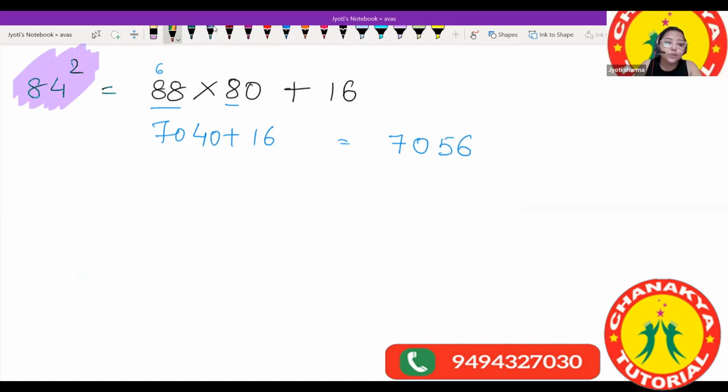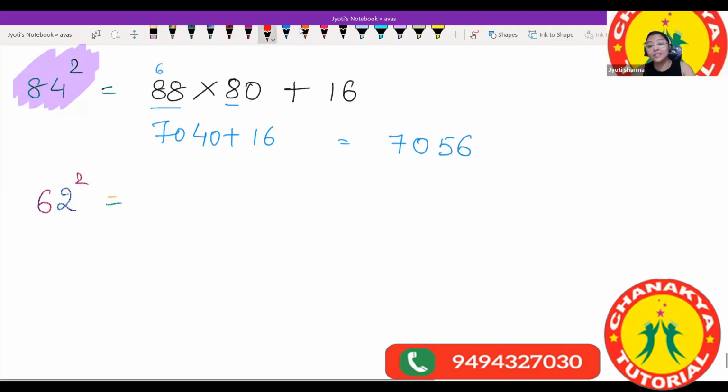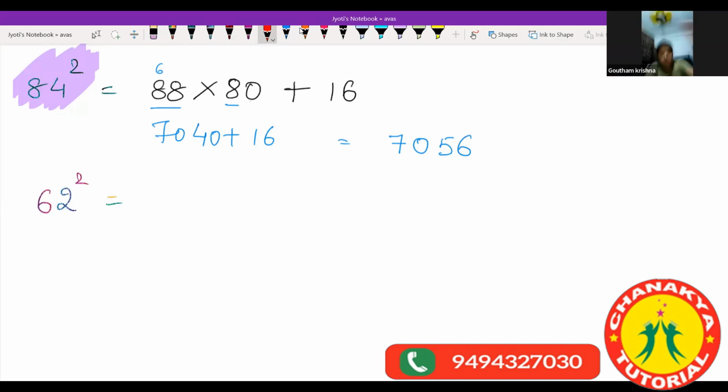Do 86. Ma'am, what happens when it is above 50? We'll tell you. Let's say 86 if we have. But first, everyone come on the same page. Everyone should be perfect with this method. Then I will tell you what to do.